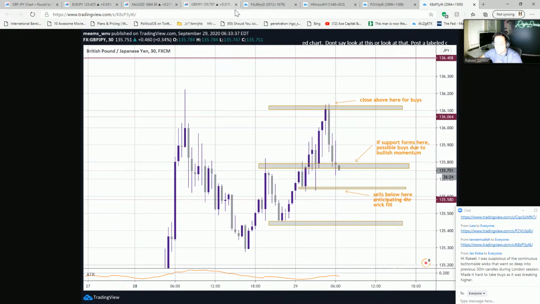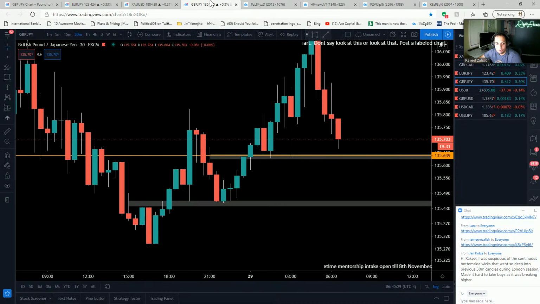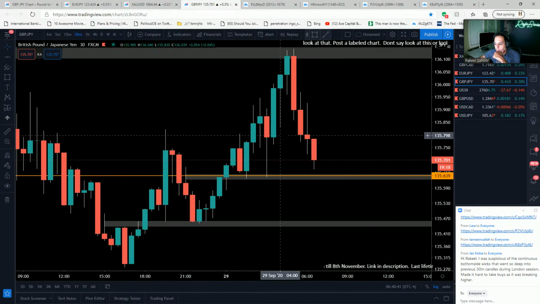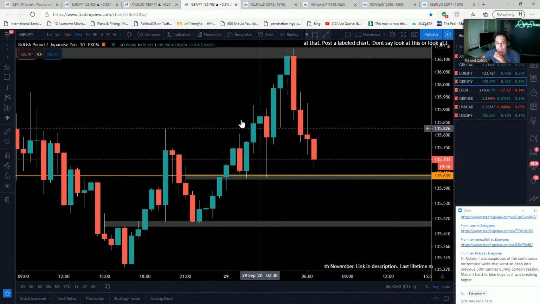Hey, I was suspicious of the continuous bottom side wicks that went so deep into the previous 30-minute candles during the London session. Made it hard to take buys as it was breaking higher. Yeah, right now I'm just waiting at this point.